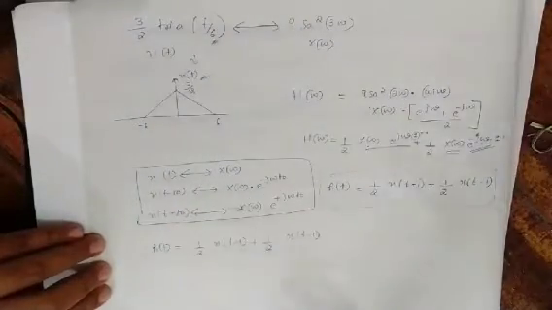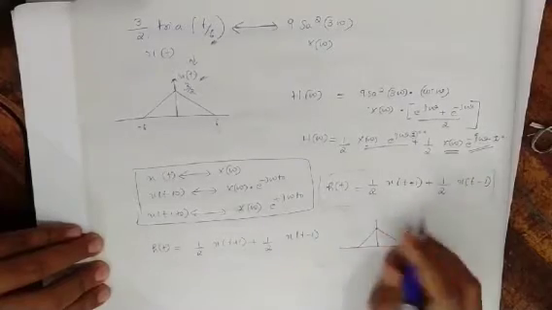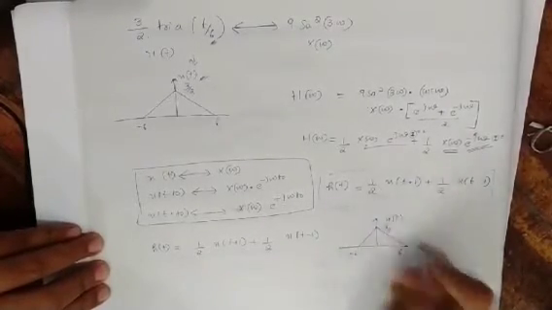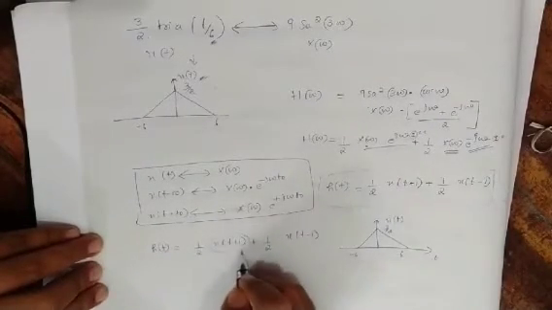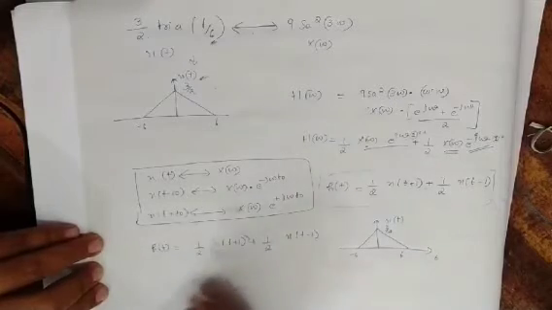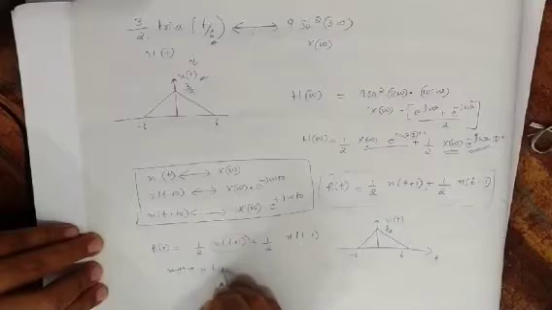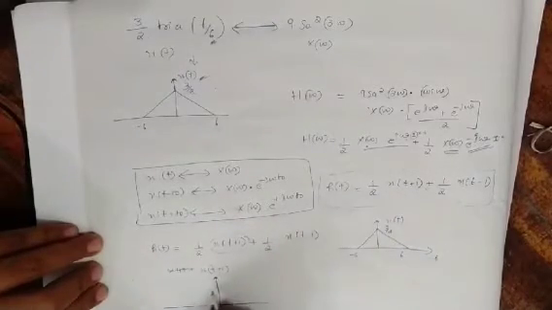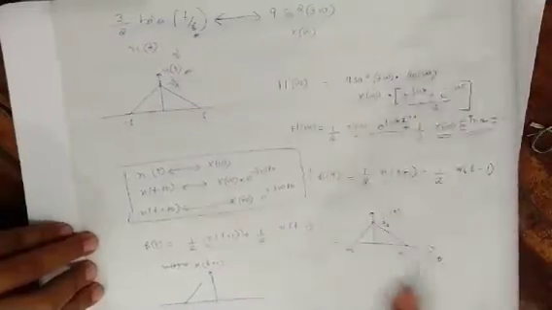x of t is a triangular function from minus 6 to 6, with amplitude 3 by 2. And now the question is x of t plus 1. It is going to be shifted to the left side by 1. So if it is shifted to the left side by 1, it will look like this. I'll write it on the other side.